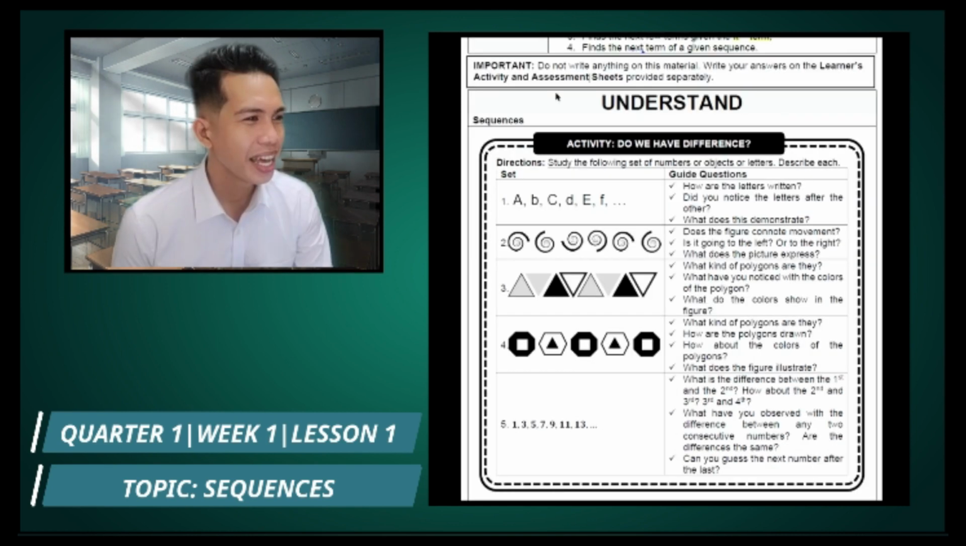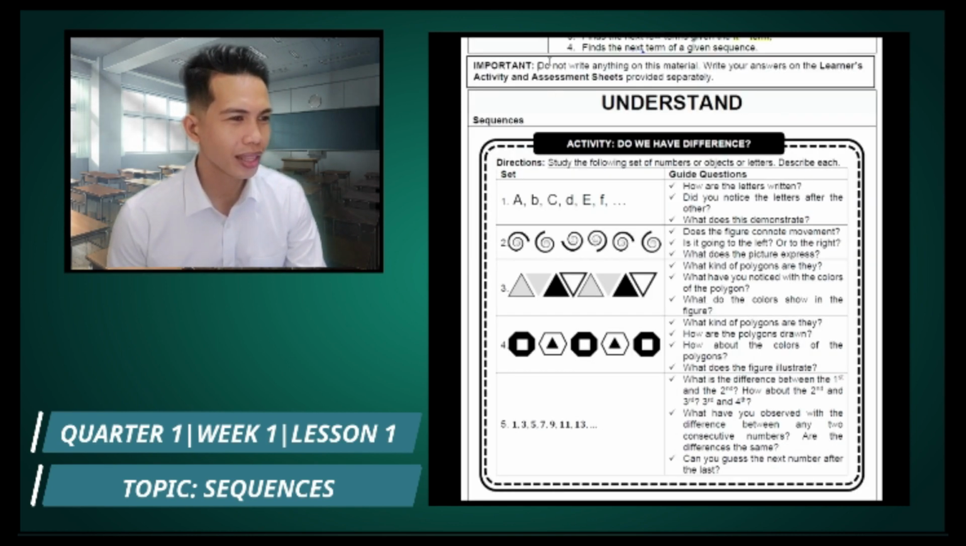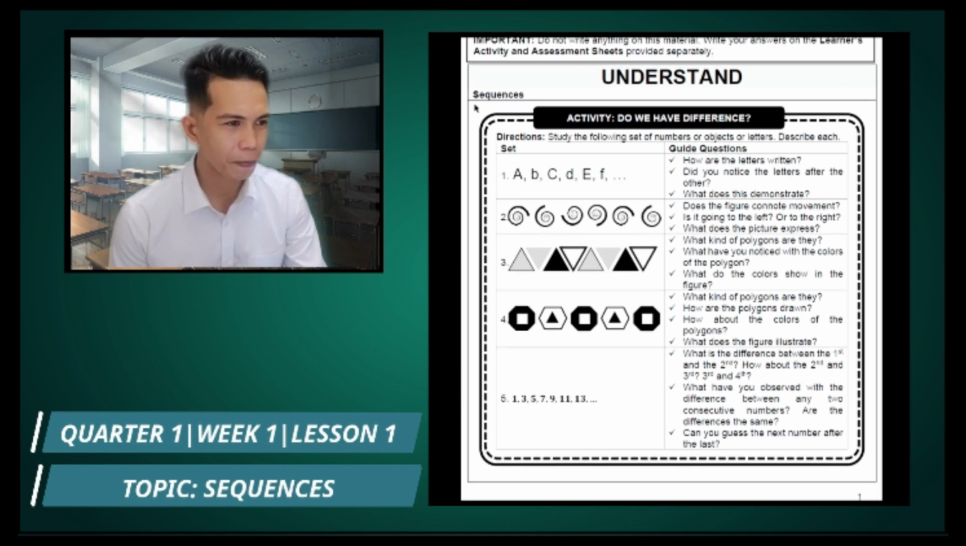Okay. Important. Do not write anything on this material. Write your answers on the learner's activity and assessment sheets provided separately. So you may write your answers on a separate sheet of paper. Okay, so let's proceed on our first activity.